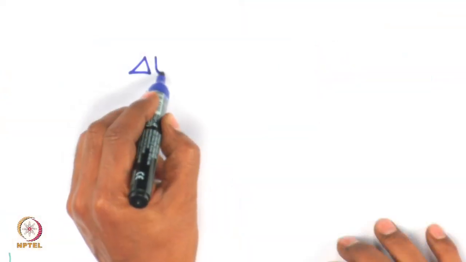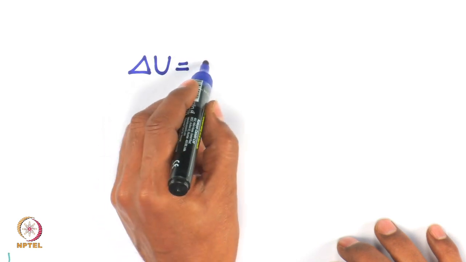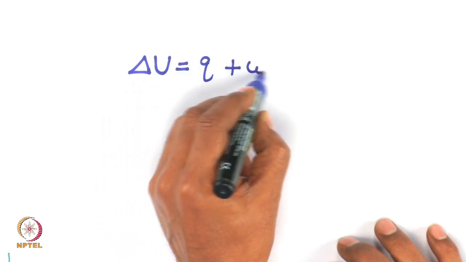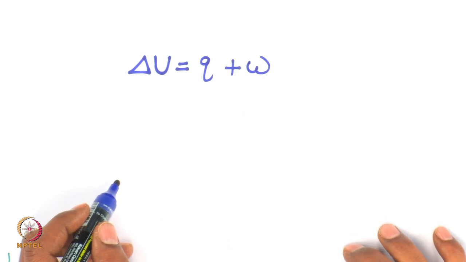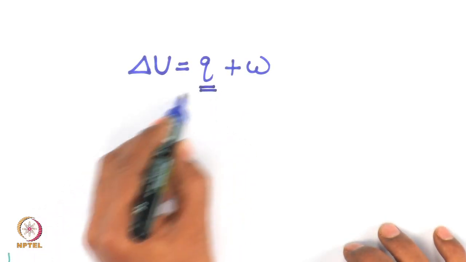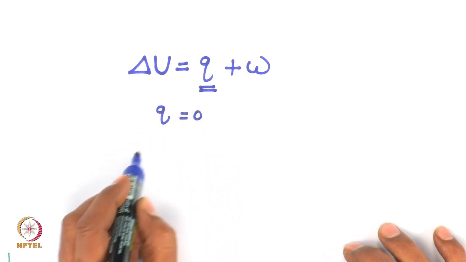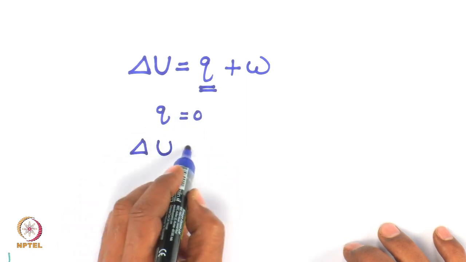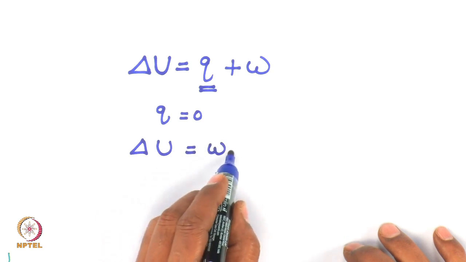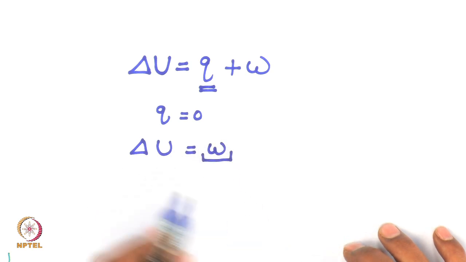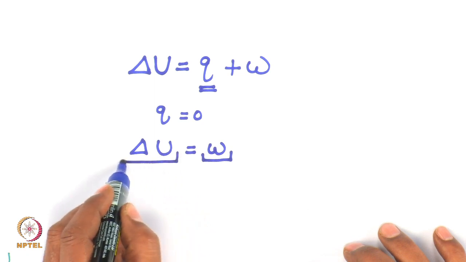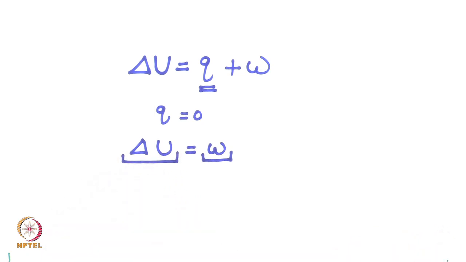let us recall that the change in internal energy delta U is equal to Q plus W, and for an adiabatic process Q is equal to 0, therefore, delta U is equal to W. So, in order to calculate work, if I can simply calculate the change in internal energy, that does the job of calculating the work. Let us take a look at the slide.